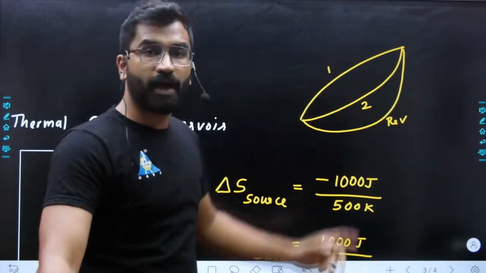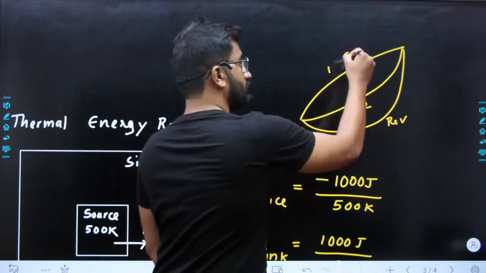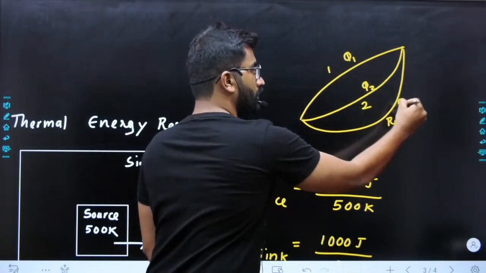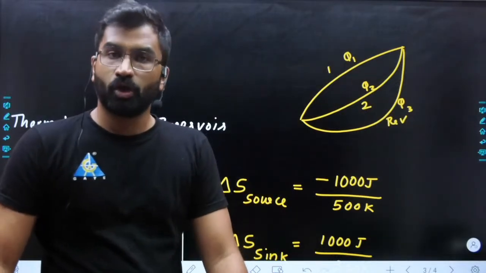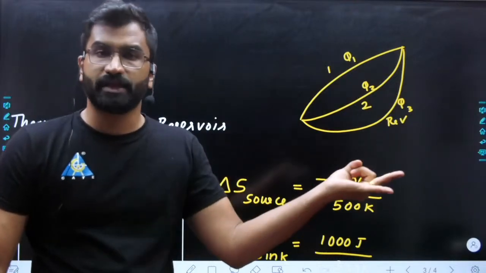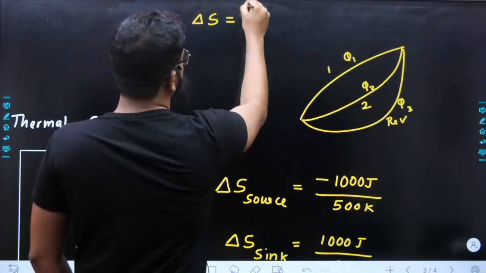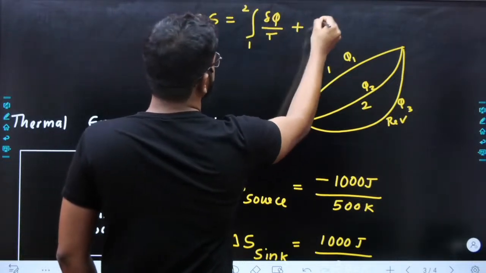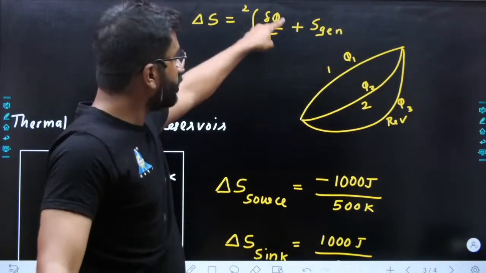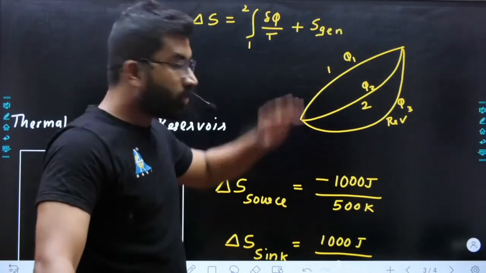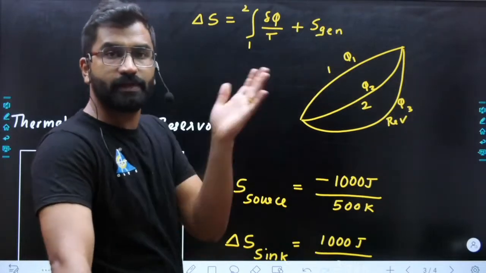In all three paths, your heat transfer will be different, right? Q1, Q2, Q3 are different. So if it is an irreversible process, your entropy will depend on heat transfer and entropy generation. What is your equation? Delta S is integral 1 to 2 of del Q by T plus S generation. If you have two different irreversible paths, it will depend on this term also, entropy generation, and this term will be there. So this is not the same in all paths. Heat transfer will be different. Heat transfer is the path function.